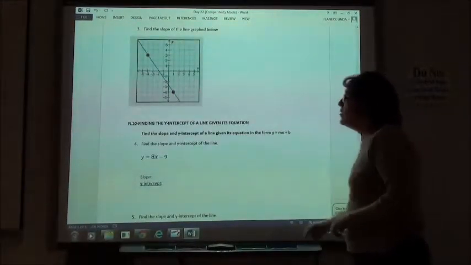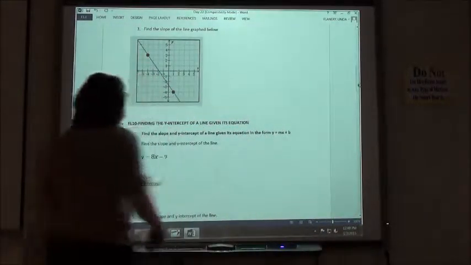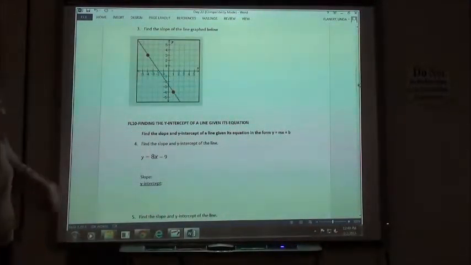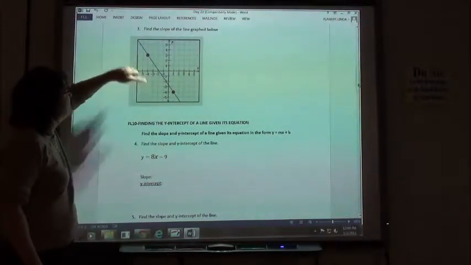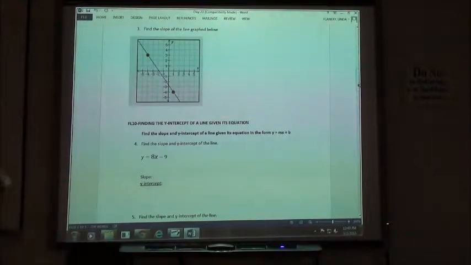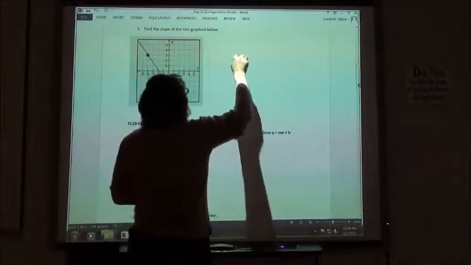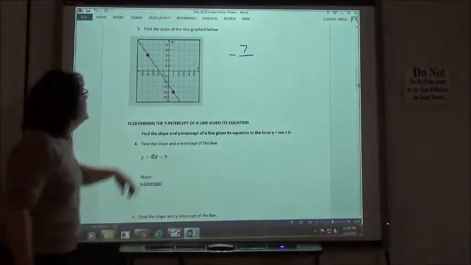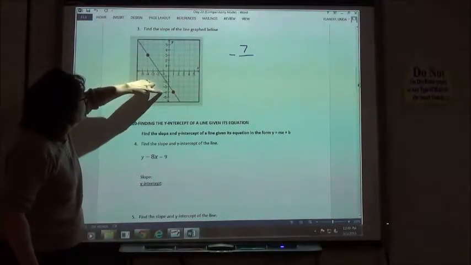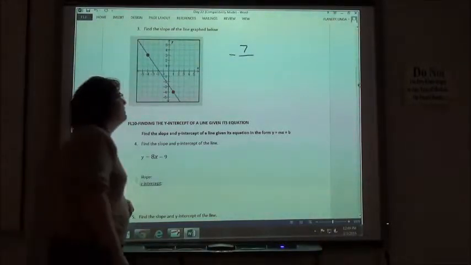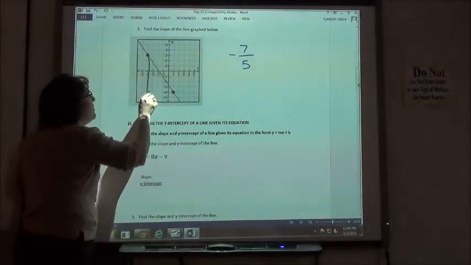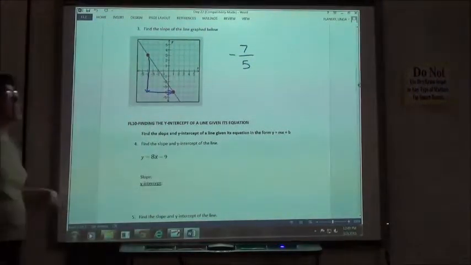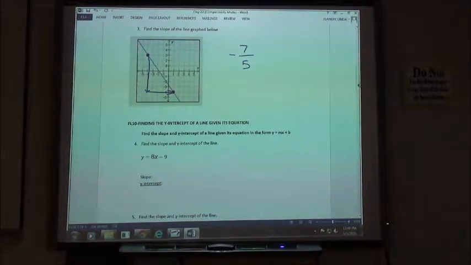And so if we find the slope of the line on number 3 and we count out our slope, the first thing you're going to do is what? Down 7? Down 7, so -7 over 5. So down 7 over 5 means I have a -7/5 for my slope.